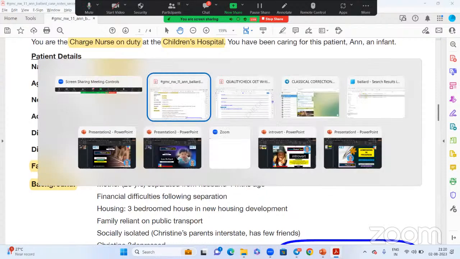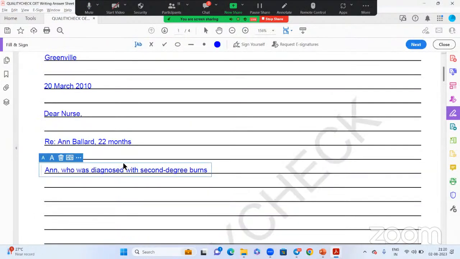Or you can say, and who was admitted to the hospital with second-degree burns. So this is the way how you can say.